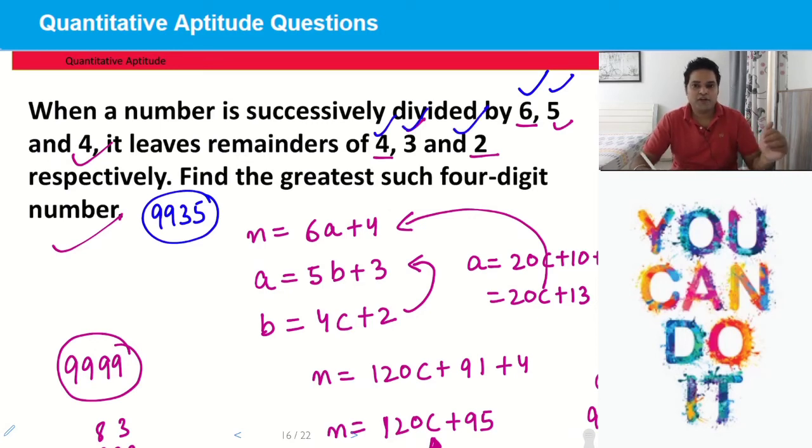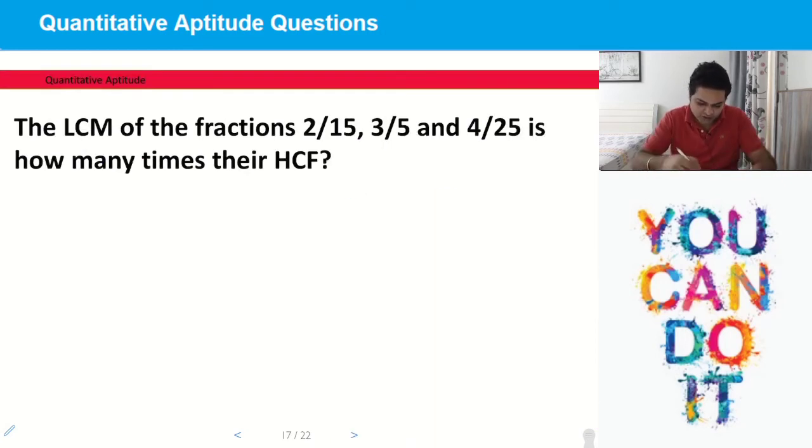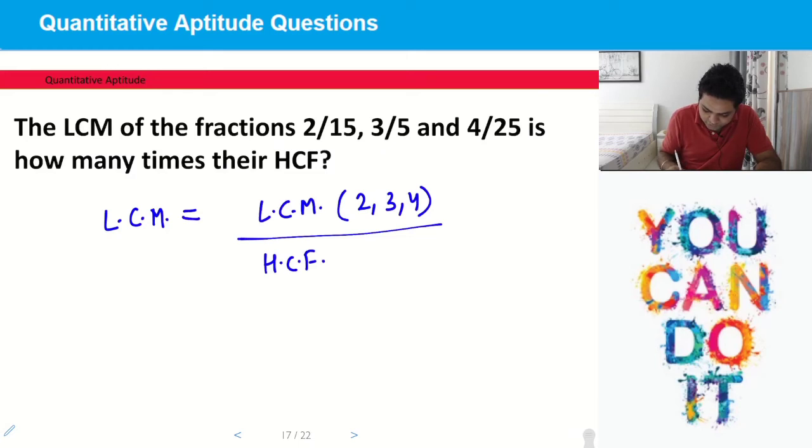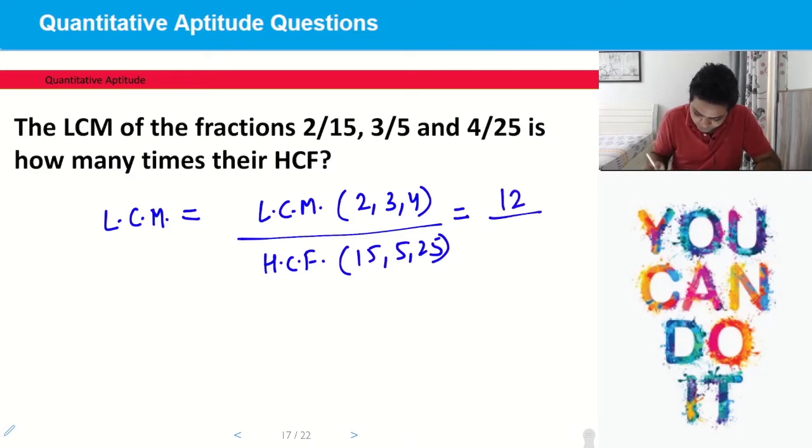Next question is, the LCM of the fractions 2 by 15, 3 by 5 and 4 by 25 is how many times their HCF? So let's first calculate LCM. LCM will be equal to LCM of 2, 3 and 4 divided by HCF of 15, 5 and 25. So this is 12 and here we have 5. So LCM is 12 by 5.